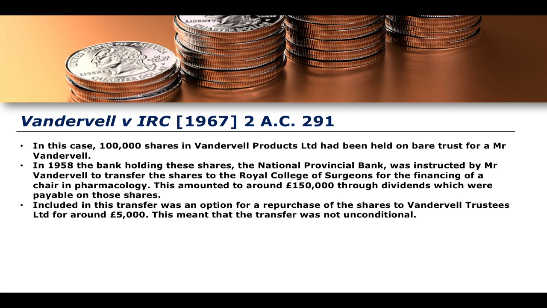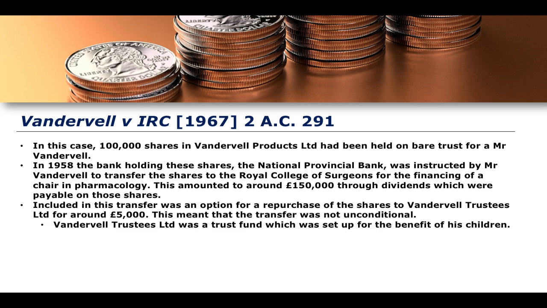What was included in this transfer was an option on the part of Vandervell Trustees Limited for repurchase. So they had the option to repurchase those shares for around £5,000. What this therefore represented was the idea that the transfer was not unconditional. It was not an unconditional transfer because there was a condition: the option for repurchase of those shares by Vandervell Trustees Limited.